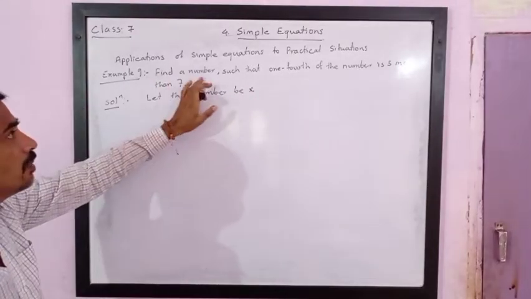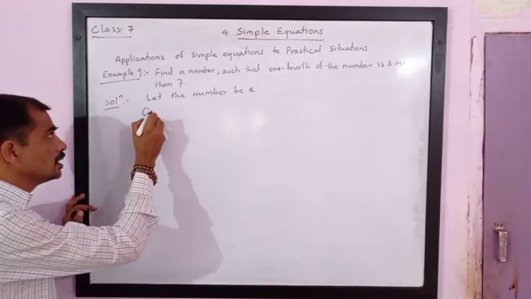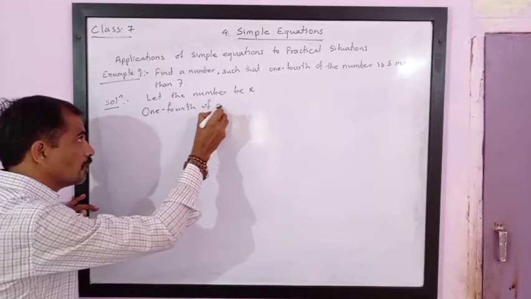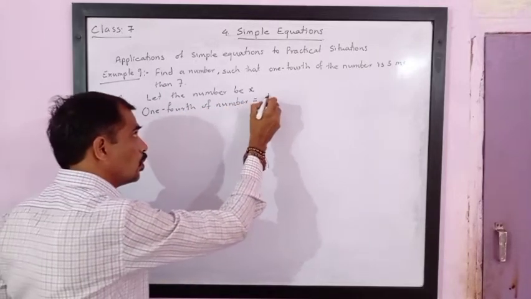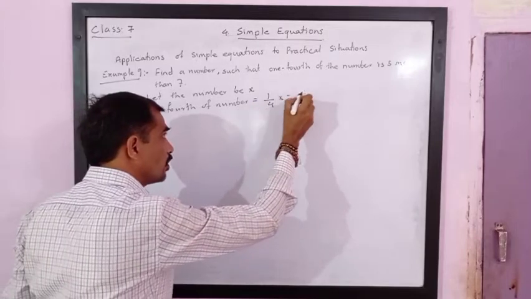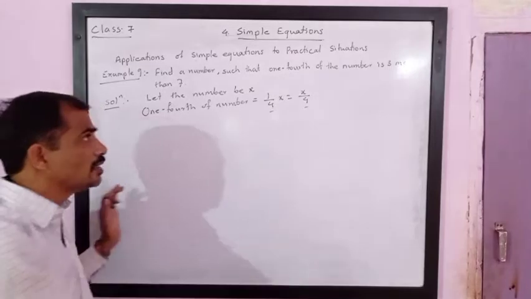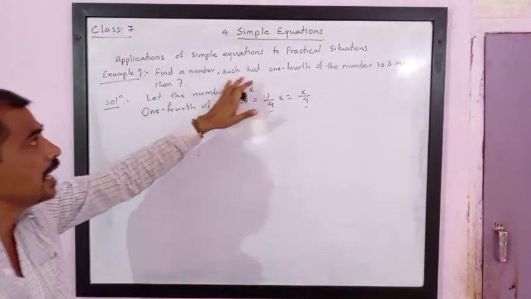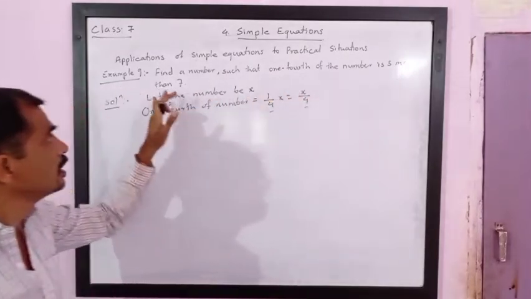So find a number such that 1/4 of the number. Now our number is x, so 1/4 of the number is equal to 1 upon 4x, or you can say x upon 4. It can be written in this way or in this way as well. It is one and the same. Now we have: find a number such that 1/4 of a number is 3 more than 7.